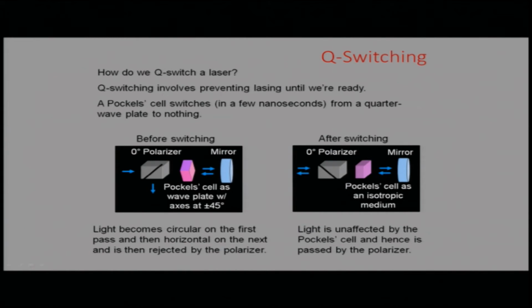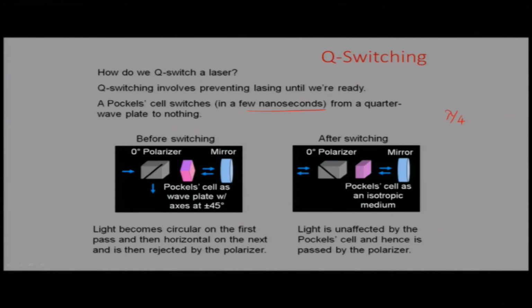For example, Q switching involves preventing lasing until we are ready. So, a typical Q switching system is a Pockels cell which switches in a few nanoseconds from a quarter wave plate to nothing. So, a Pockels cell is basically a wave plate which is set at 45 degrees. This is roughly a quarter wave plate which is placed, and so light becomes circular in its first pass and then horizontal in its next, and then is rejected by the polarizer in this particular case.